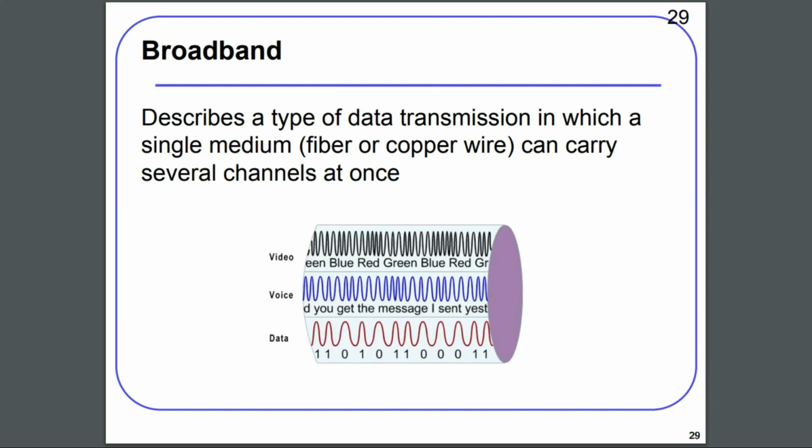The second one is broadband. This describes a type of data transmission in which a single medium, fiber or copper wire, can carry several channels at once. As you can see in the picture, there are data transmissions, voice transmissions, and video transmissions.